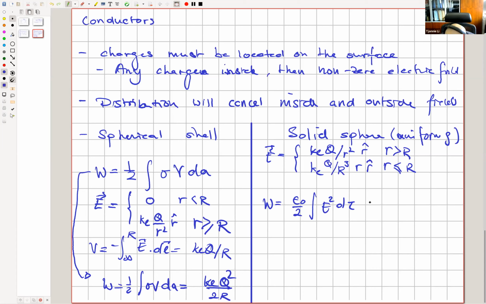Well, I'm going to leave this up to you. It's a relatively simple integral in r itself. If you do it in spherical coordinates in such a way, you get k_e Q squared over 2R, and it's 6/5.